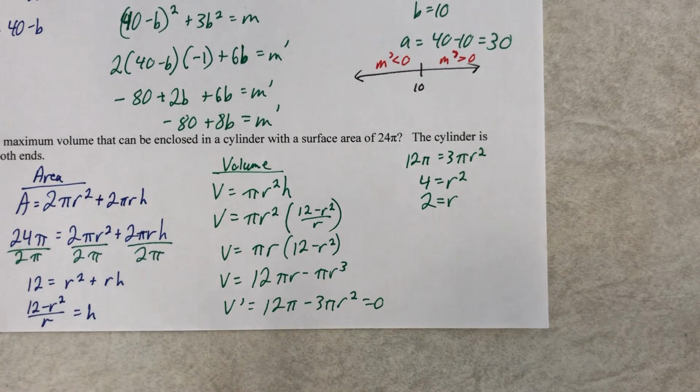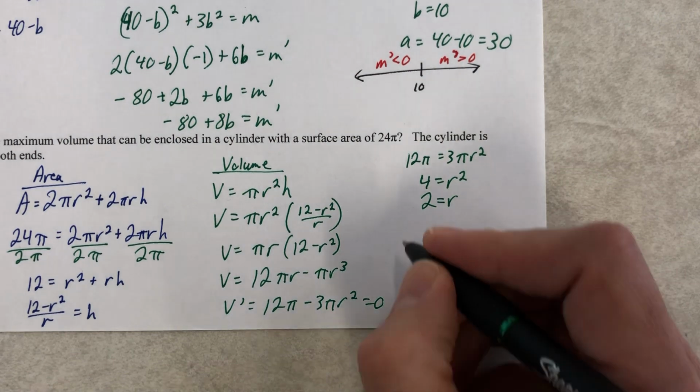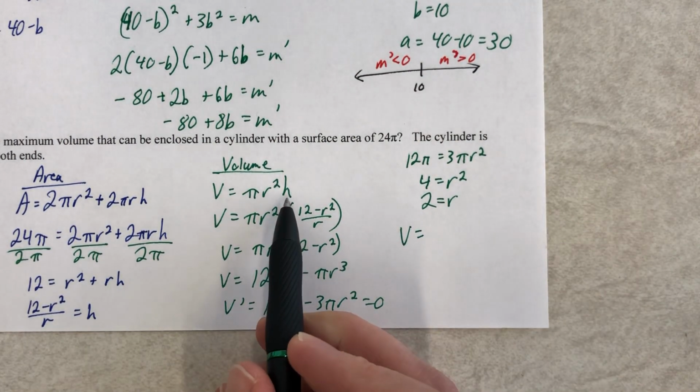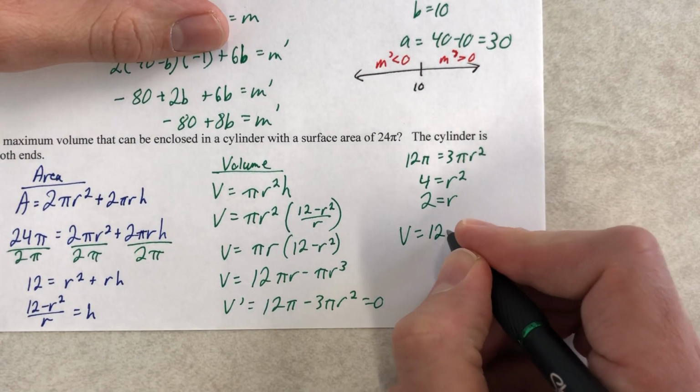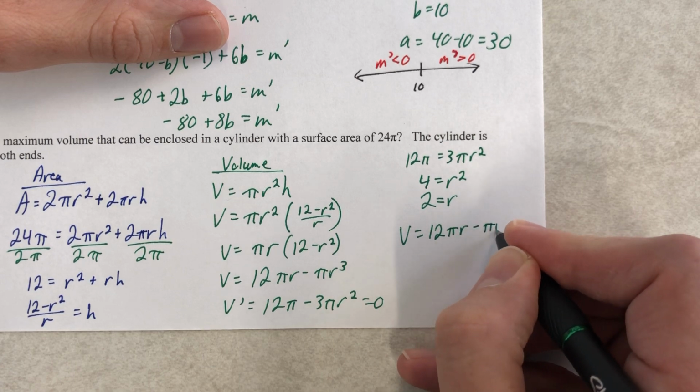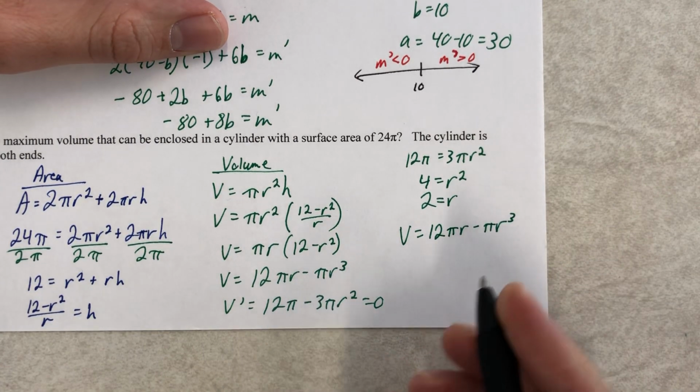They didn't ask, what are the dimensions? They said, what's the volume? So I'm ready to find the volume. And I could use the height to find the volume, or I could just use this, which I think I'm going to do. So I'm going to go 12 pi r minus pi r cubed. I'm just writing a formula again. It popped up right there.